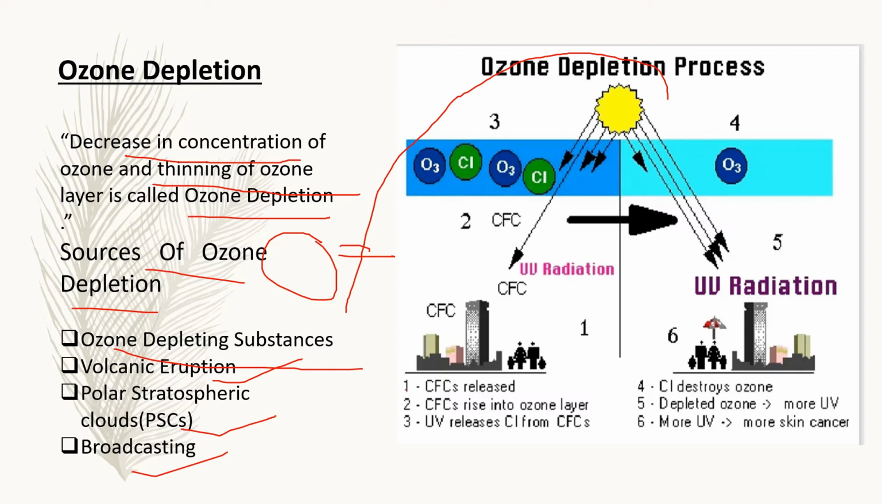How human activities affect ozone depletion, or how ozone is getting depleted by human activity. The CFCs, these are the chlorofluorocarbons released from various refrigerants and ACs. They directly go to the atmosphere. The CFC releases chlorine when it contacts UV light, and this chlorine destroys the O3 molecules. In detail, we will study the chemical process of CFC and chlorine in our next lecture.